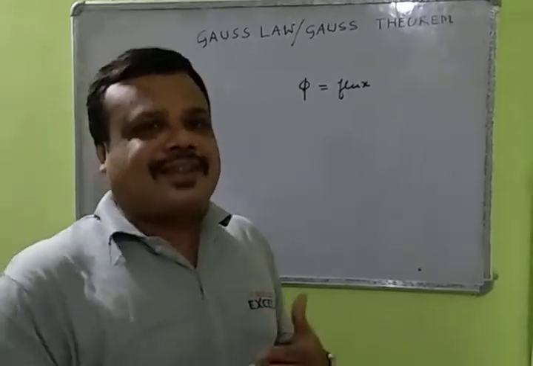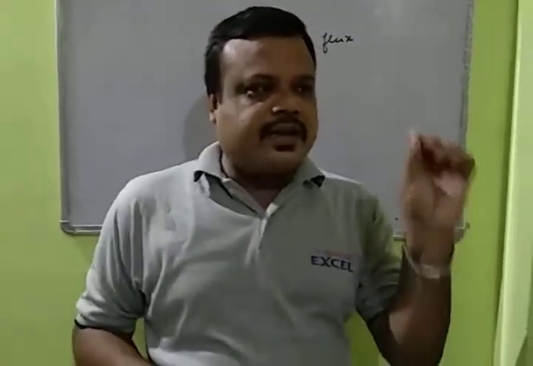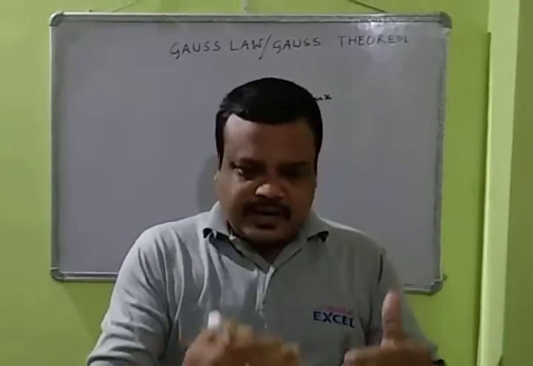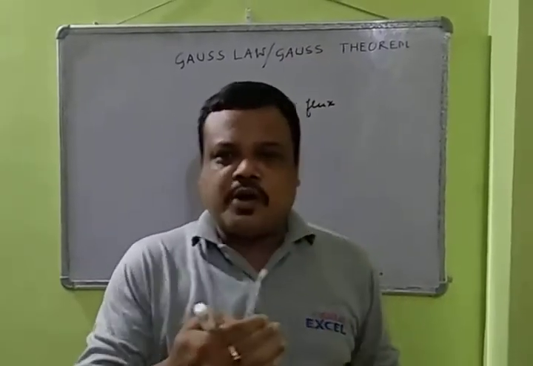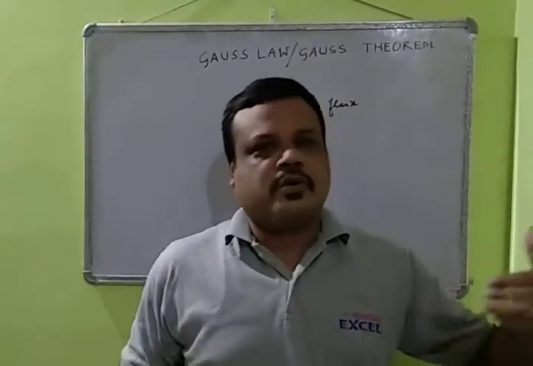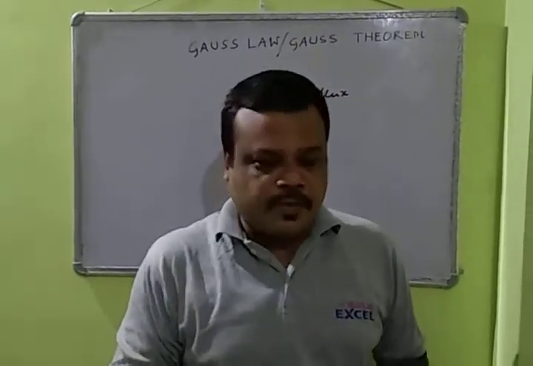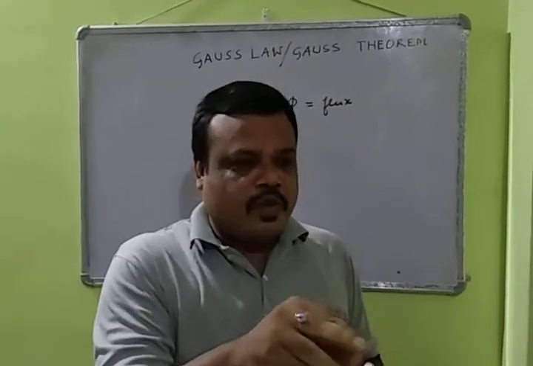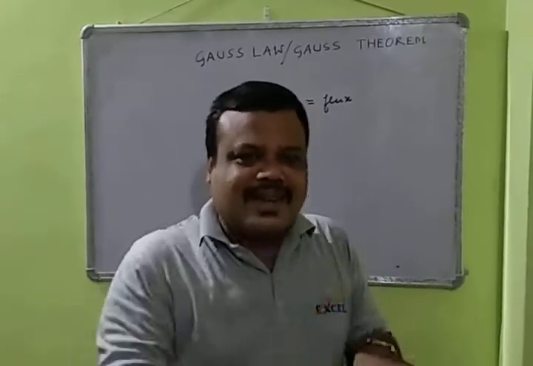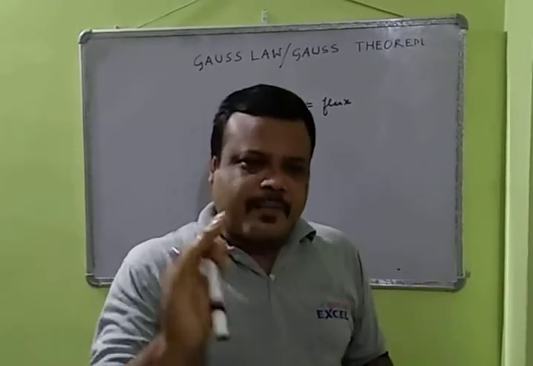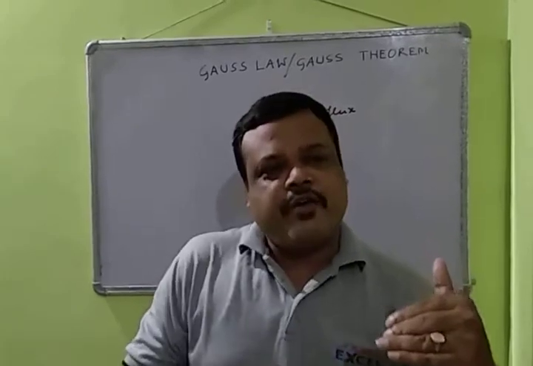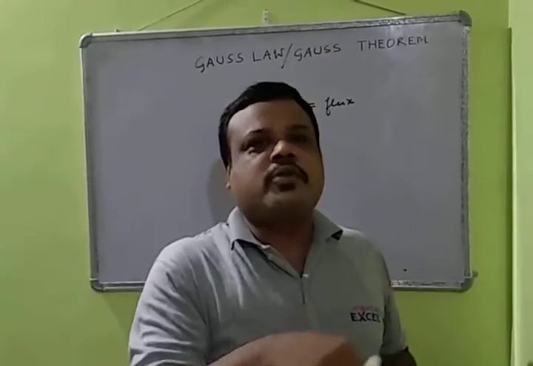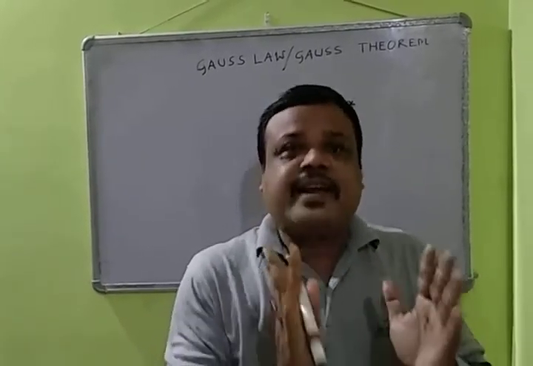Before going to flux in electrostatics, suppose there is a traffic point with four ways, one towards east, one west, one north, one south. If we focus on the traffic point, the net buses, cars, trucks, automobiles coming towards the traffic point and going away from it towards north, east, south, this can be known as total flux, net flux.